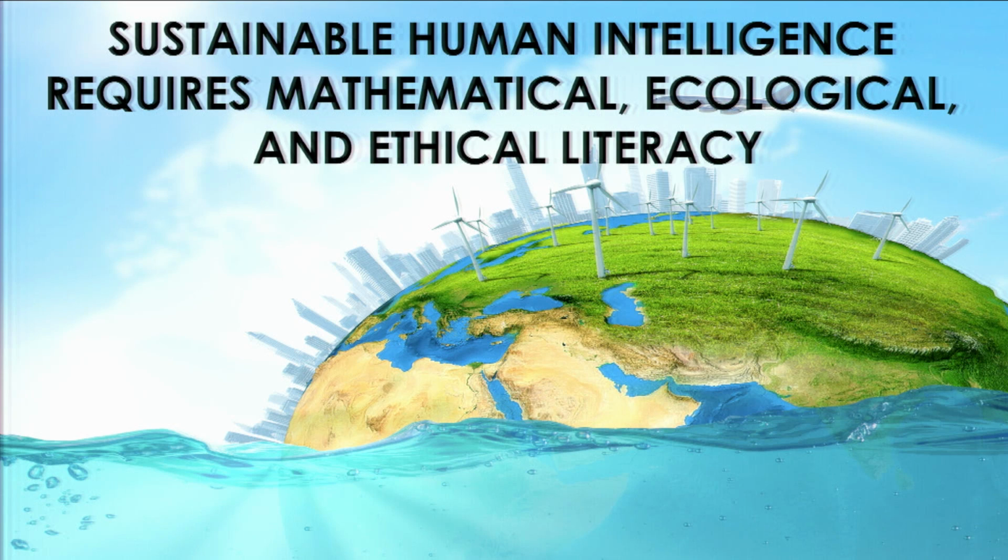So I often tell our students that sustainable human intelligence requires mathematical, ecological, and ethical literacy. We have a whole talk on that and several workshops on that in our longer executive program. But let me just say that it is possible for us to manage technology in an ethical way, but it requires giving a damn about doing that.